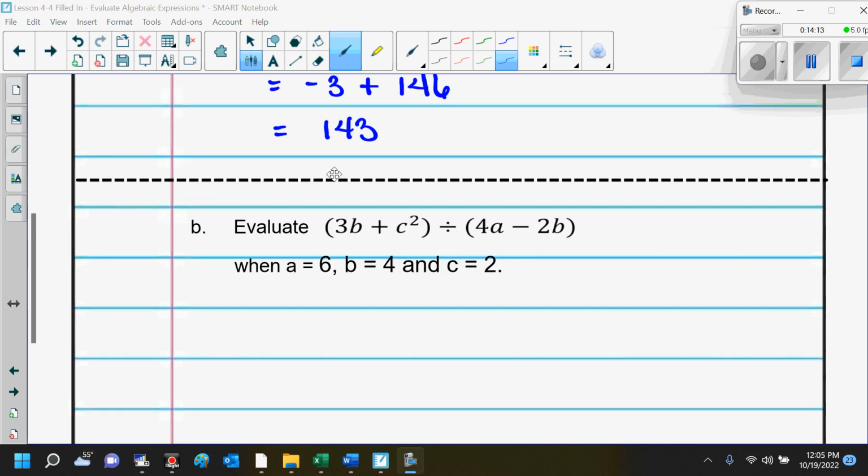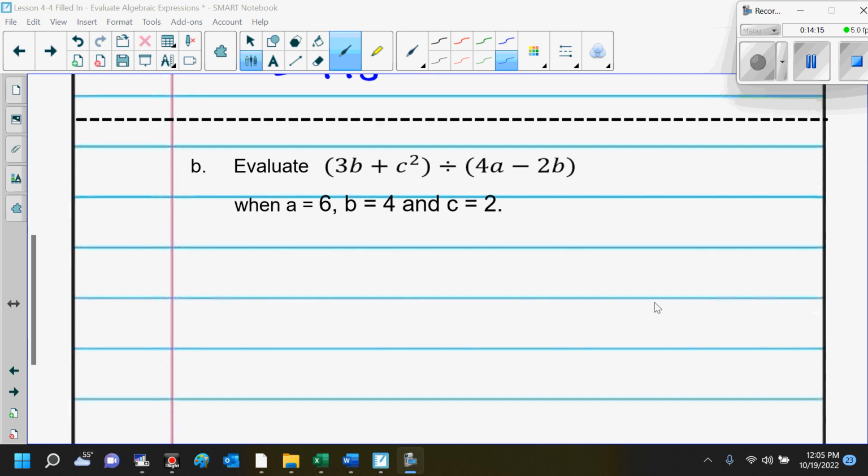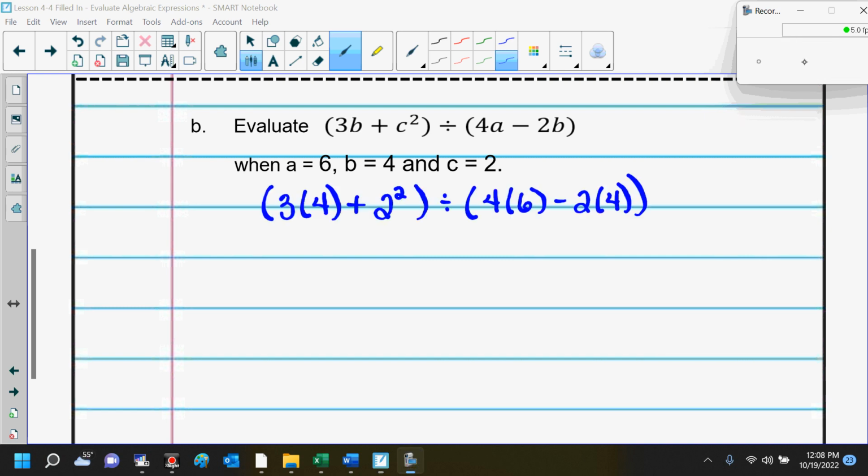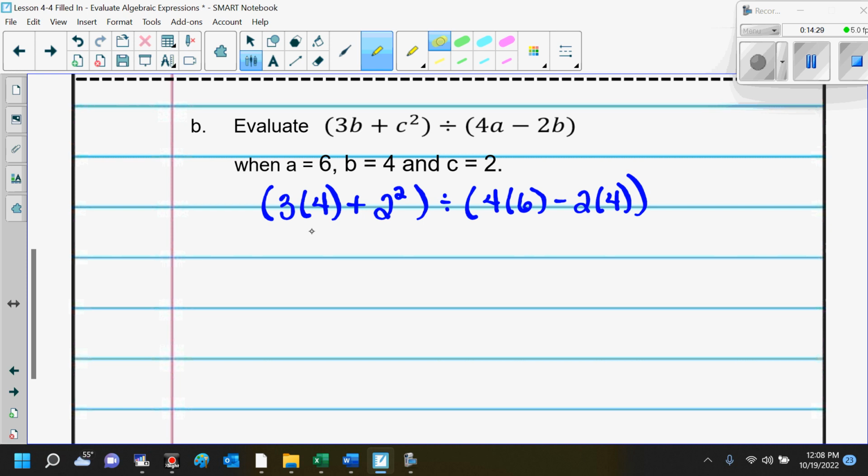All right, take 2 minutes and do example B with your table partners. Okay? So the first thing you're going to do is you're going to substitute. All right, so the first thing we want to do here is the grouping symbols. Now, we have a grouping symbol here. Now watch how I do this problem. You don't have to do it one at a time.